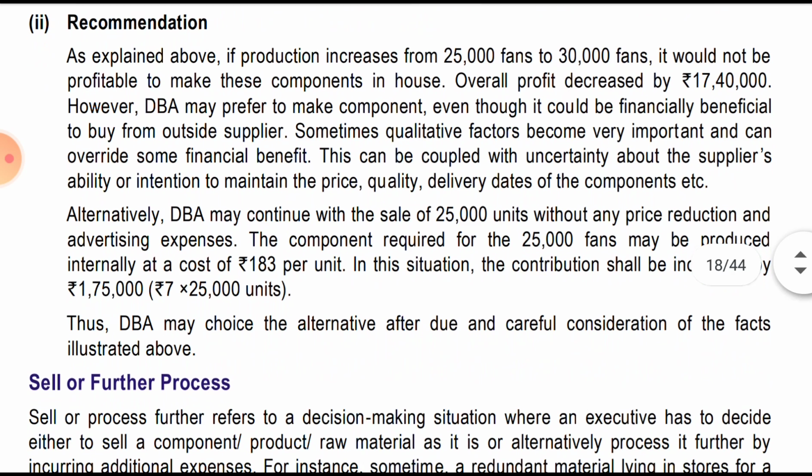This can be coupled with an uncertainty about the supplier's ability or intention to maintain the price, delivery and quality of the component. Alternatively, the DBA may continue to sell 25,000 units without any reduction in the price and advertisement expenses. The 25,000 units of the component would be produced internally at a cost of 183. In this situation, the contribution shall increase by 7 into 25,000, that is 1,75,000. So there would be a profit of 1,75,000 if the company maintained the units at 25,000 and opted for in-house manufacturing.